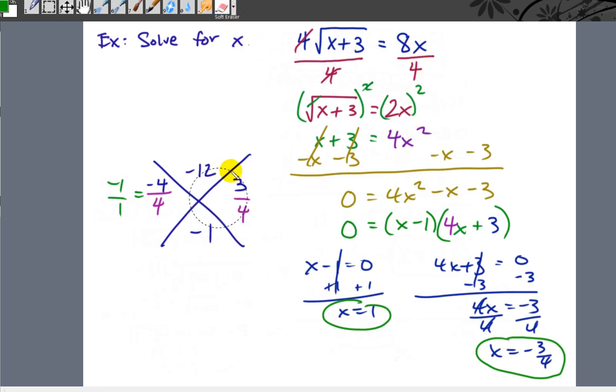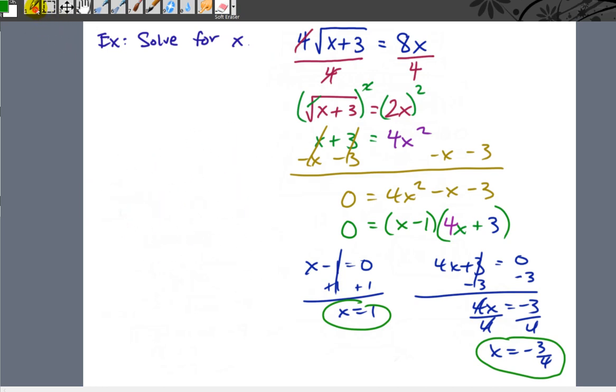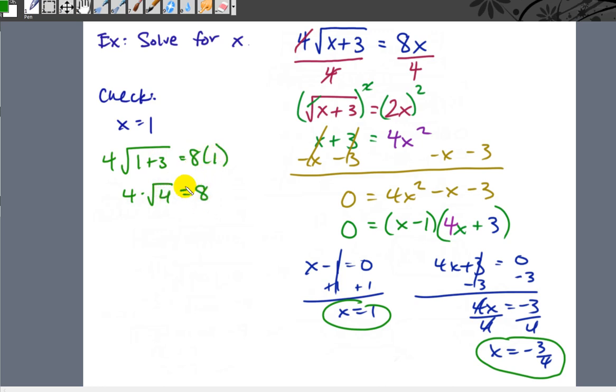But it's also good to check our work. We don't need this anymore. So let's try x equals 1 and plug it back in. 4 times the square root of 1 plus 3 equals 8 times 1. So we get 4 times the square root of 4 equals 8, because 8 times 1 is 8. The square root of 4 is 2, and 4 times 2 is 8. That works, so it looks like this one is a valid solution.